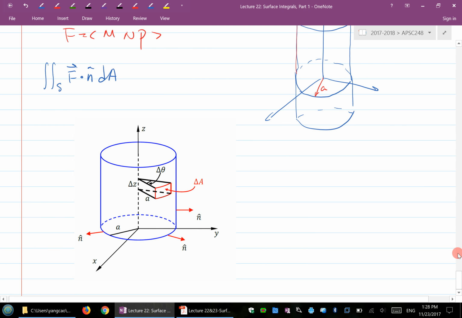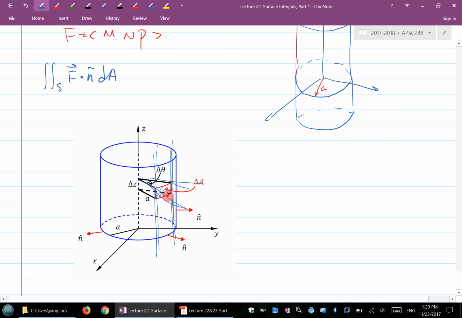Alright, so here's what we're going to figure out, the dA here. We're going to section this cylindrical surface into many small pieces by drawing lines in the theta direction and also in the z direction. So it's like this. You draw lines in the z direction and also lines in the theta direction. Then you would be able to come up with a small area, a delta A, here, right? Small area delta A.